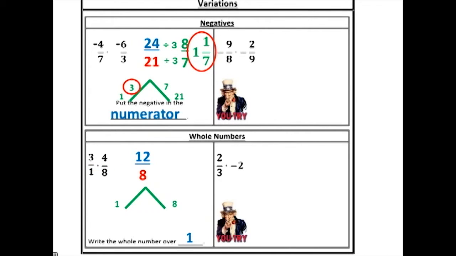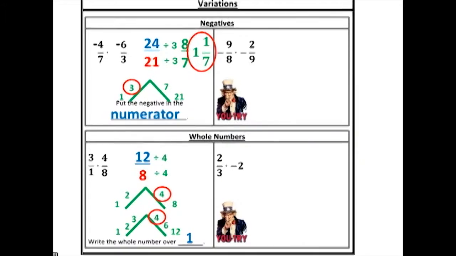I'm going to do double mountain here. 1 times 8 is 8. 2 times 4 is 8. 3 does not work. 3 is not a factor of 8, so I'm going to move on to 12. 1 times 12 is 12. 2 times 6 is 12. 3 times 4 is 12. I'm on the other side of the mountain, so I am done. The biggest number in both lists is 4.